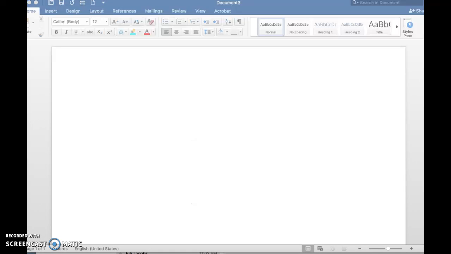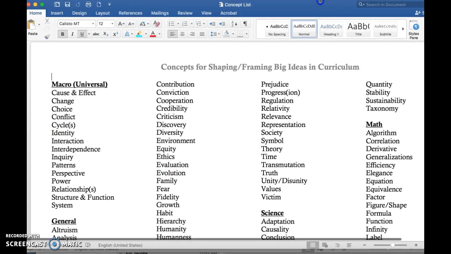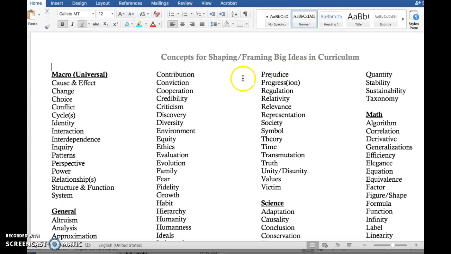Hi everyone. I'm going to give you an overview of the things that I sent to Becky and that she forwarded. I want to walk you through the process and my thinking a little bit around the concepts that I selected for your consideration. First, this is the document that I was working from.